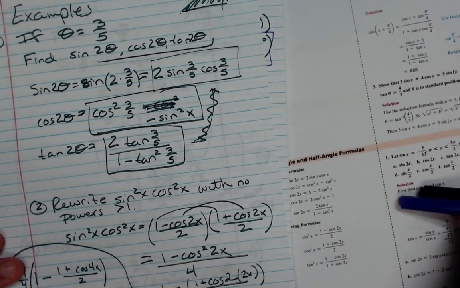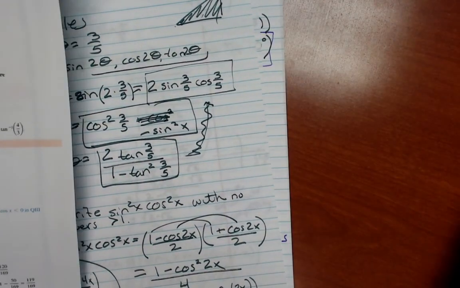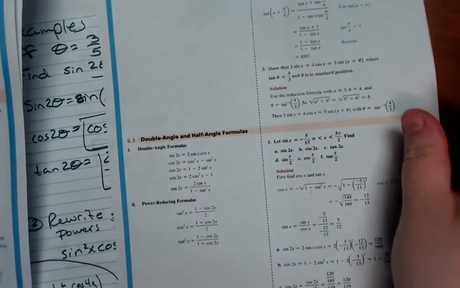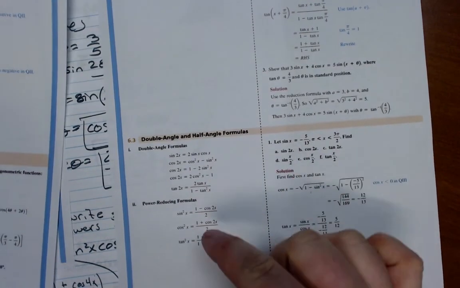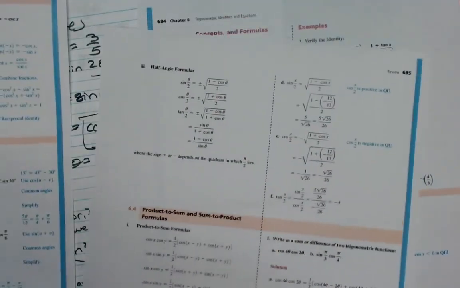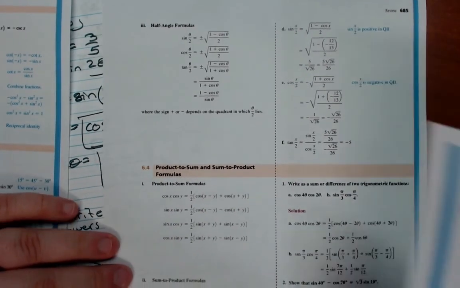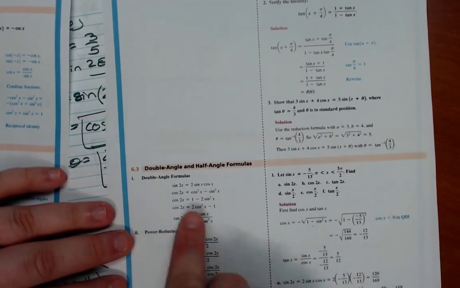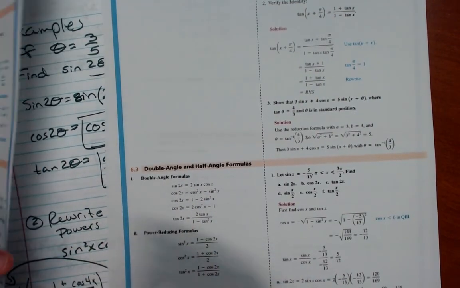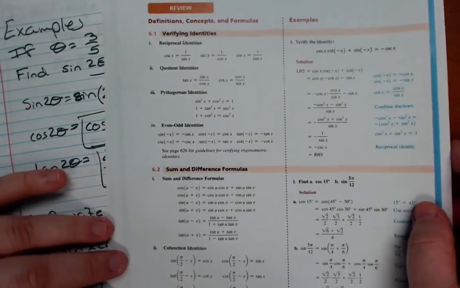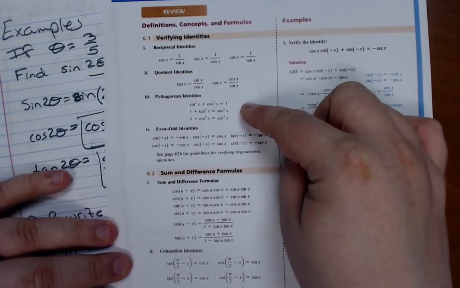But I do want you, so this is the end of our trig functions, to be comfortable working with our double angle, power reducing, half angle, product to sum, and sum to product formulas. If asked, I think you should be able to show where these double angle or power reducing formulas come from, because they come from our sum and difference and Pythagorean identities.